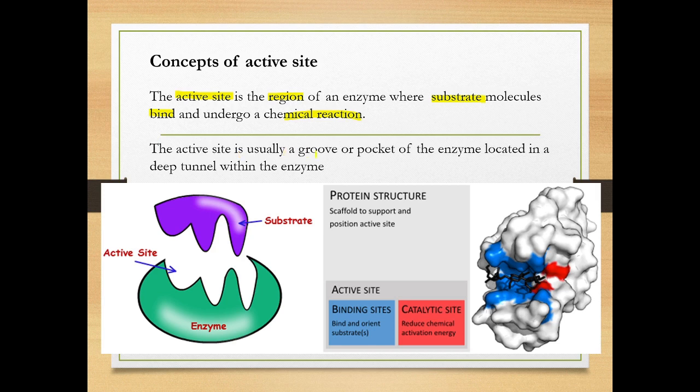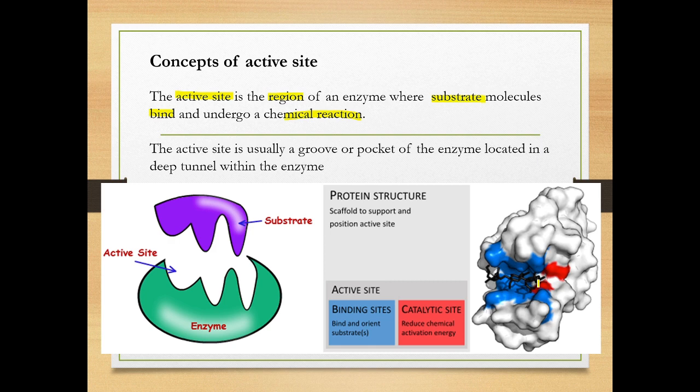So the active site is usually a groove. You can see a query here. A groove or a pocket of the enzyme, located deep in a tunnel within the enzyme. As you know, the enzymes are polypeptide chains. When it is folded, a lot of crevices are there.